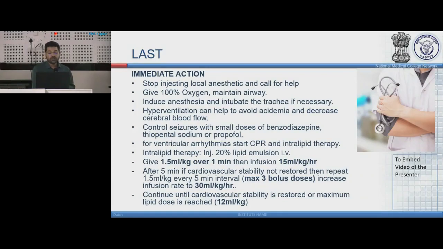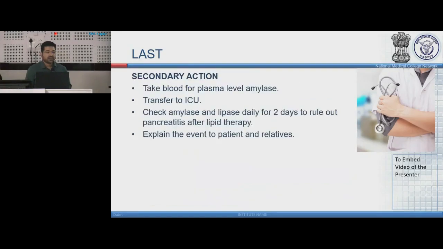Maximum 3 bolus doses we can give, and also increase the infusion rate, double the rate, 30 ml per kg per hour. Continue until cardiovascular stability is restored or maximum lipid dose is reached, that is 12 ml per kg. Secondary action: take the blood plasma level of amylase, transfer patient to ICU, check amylase and lipase daily for 2 days to rule out pancreatitis after lipid therapy. Explain to the relatives and patient about the event.